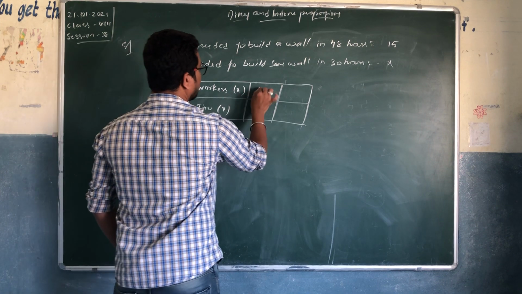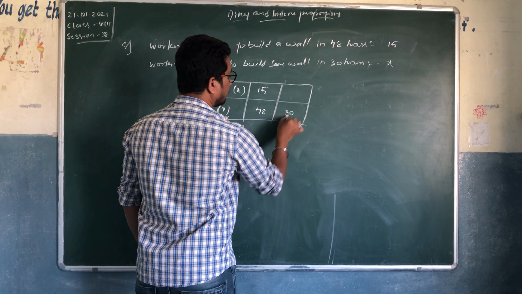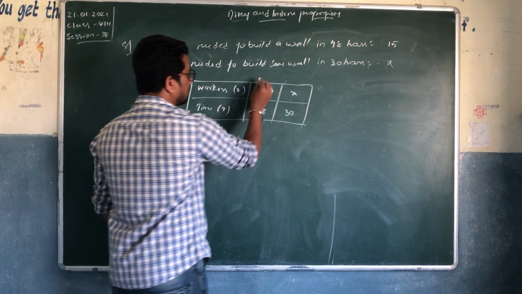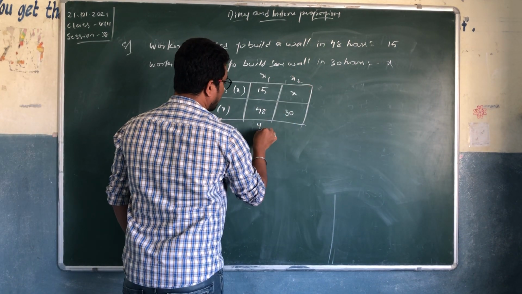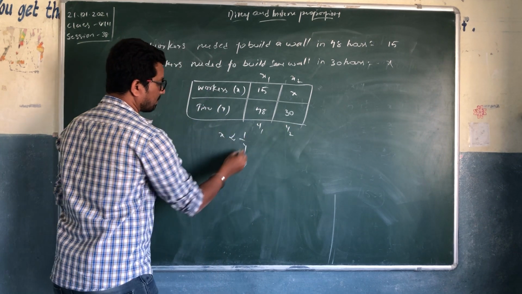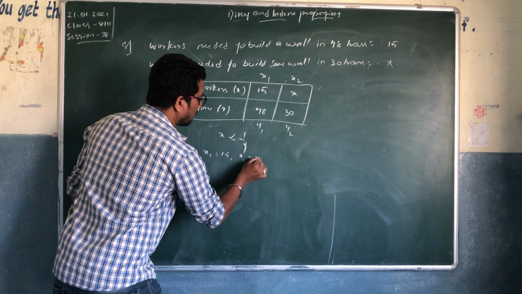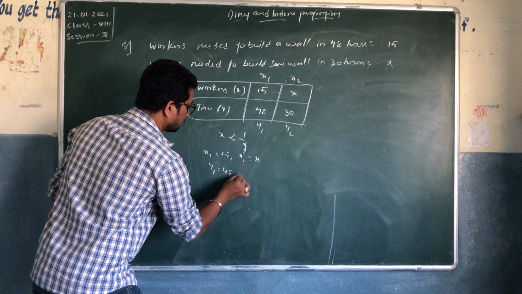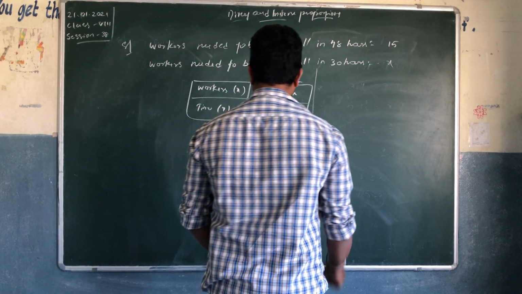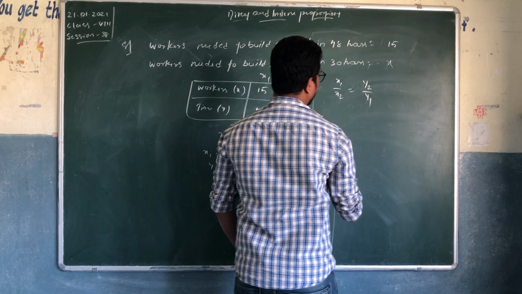Now, how many workers are needed? 15 workers. What will be the time they take? 48 hours. What if I give them only 30 hours? How many workers? We don't know. Well, let us take it as X. This one will be X1, this one will be X2, and Y1 and Y2. Right? Similarly, X is directly proportional to 1 by Y. As we know, X1 is equal to 15, X2 is equal to X, Y1 is equal to 48, Y2 is equal to 30. Right? Now, what is the formula we have for inversely proportional? X1 by X2 is equal to Y2 by Y1.